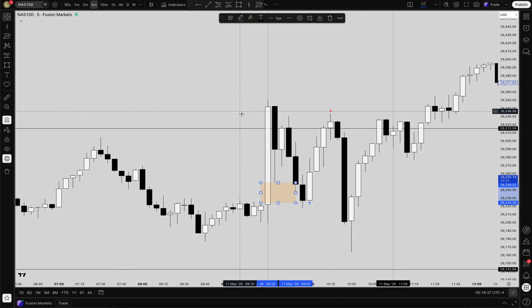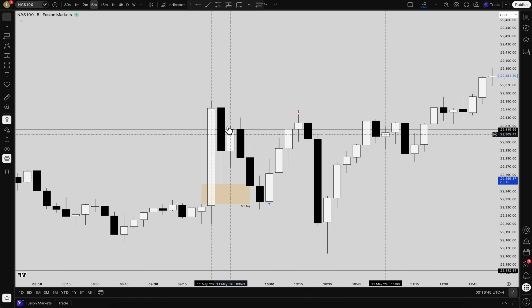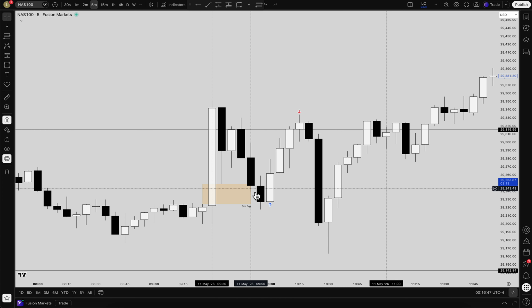And let me just annotate that here, 5-minute fair value gap. Price actually retraced all the way down at 9:55. I mean, until 9:55, price retraced all the way down here, and price actually respected this 5-minute fair value gap.